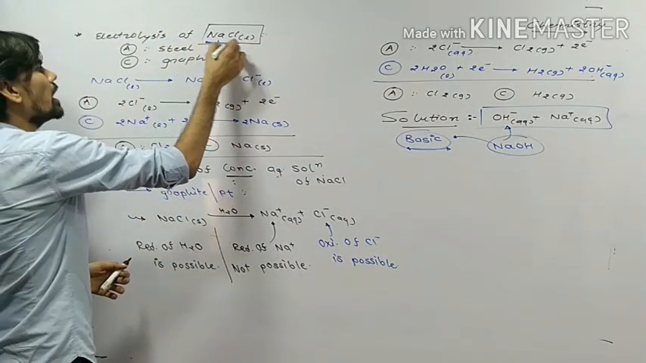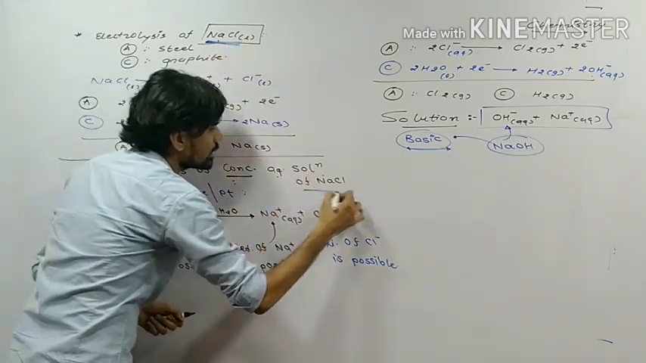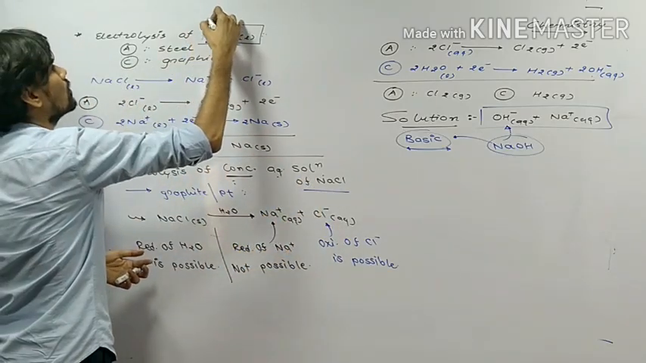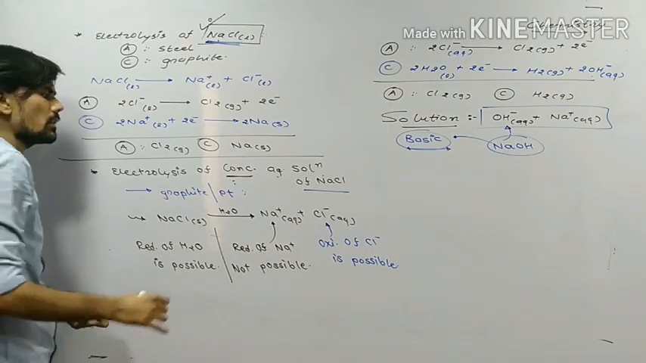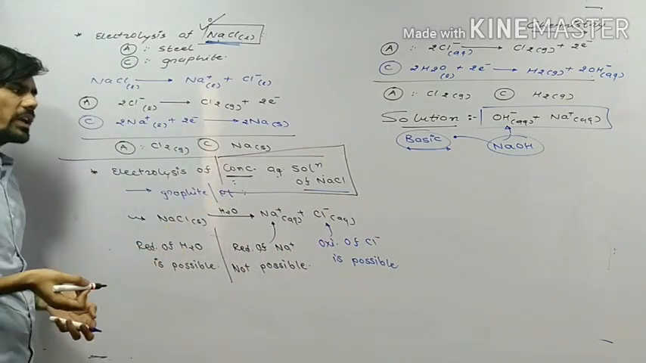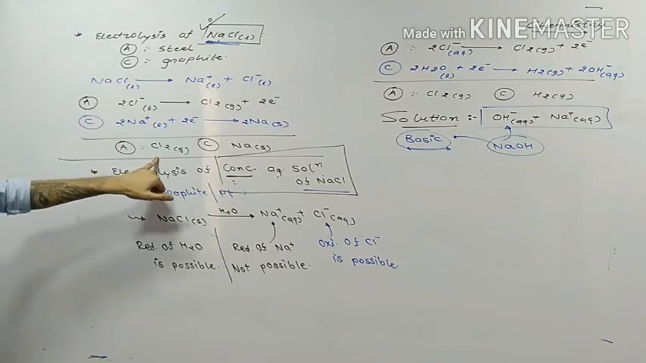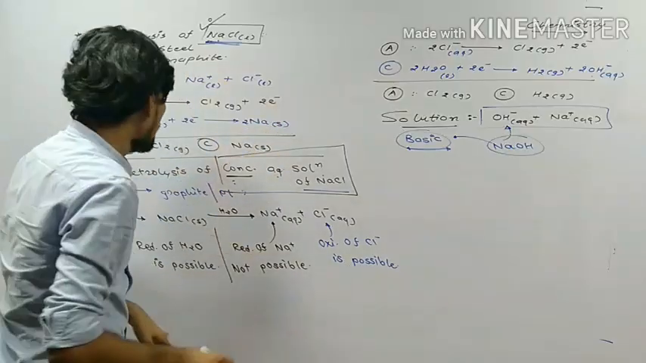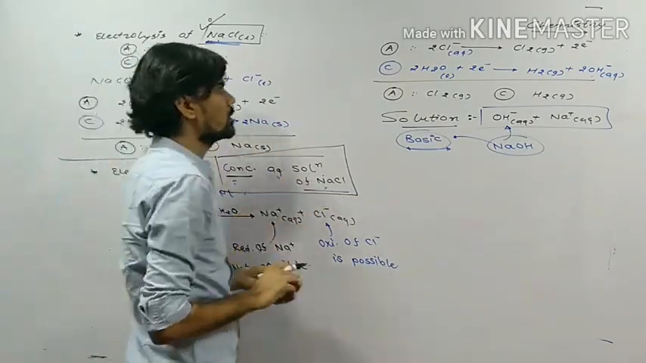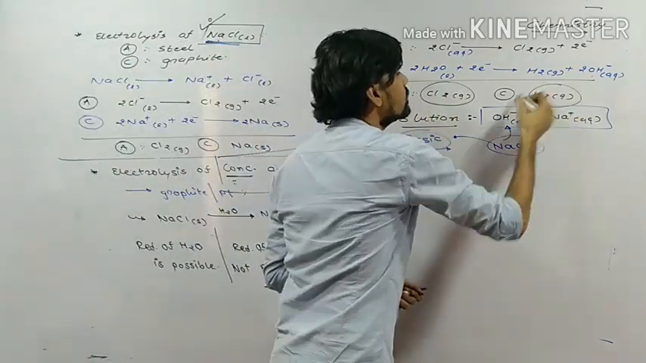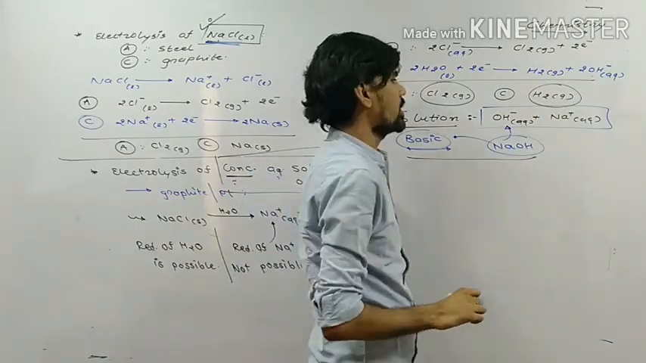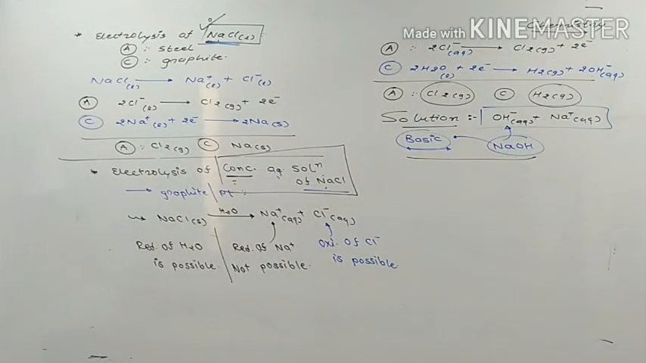Like we are here electrolyzing NaCl, but here molten NaCl or liquid NaCl is present. Here concentrated NaCl is present. In electrolysis of NaCl liquid, the product should be chlorine gas and sodium metal. But in electrolysis of concentrated aqueous solution, at anode chlorine, at cathode H2, in solution NaOH. So if we change the concentration of the electrolytic solution, the product will change. Okay.